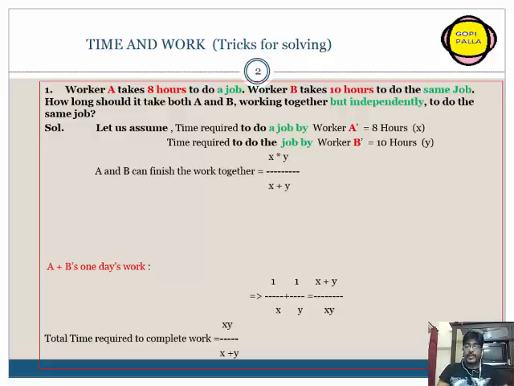We plug in the values X equals 8 and Y equals 10. It will save time, instead of going for the LCM and other related stuff, where there is a chance of getting errors. So 8 into 10 by 8 plus 10 is 80 by 18, which equals 40 by 9 days. Hope this saves your time. We'll go to the next problem.